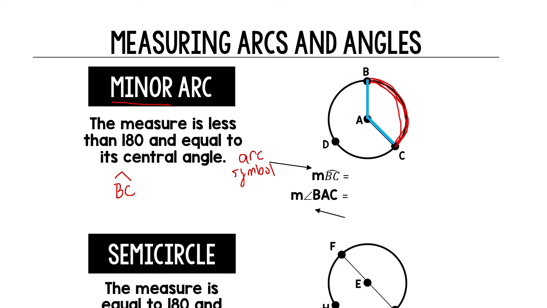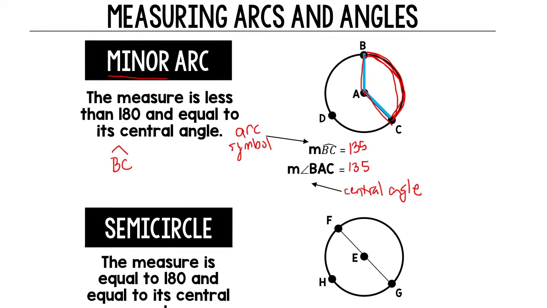The measure of angle BAC, in this case, is the central angle. The central angle has endpoints on the circle and a vertex at the center of the circle. So if the measure of arc BC is 135, that also means the measure of the central angle BAC is 135. So a minor arc is less than 180 degrees and equal to the central angle. In this case, they're both 135.